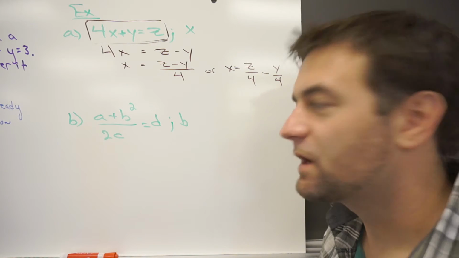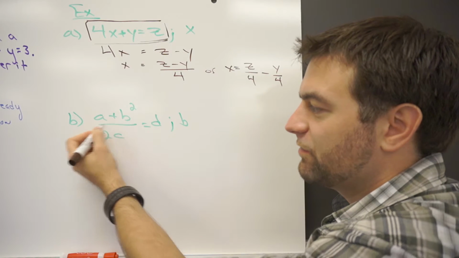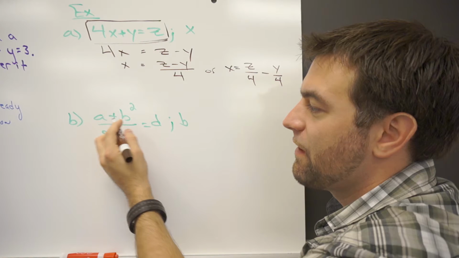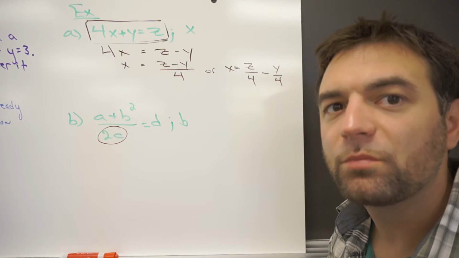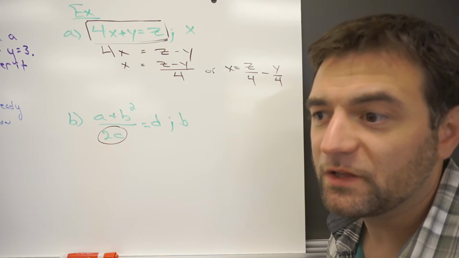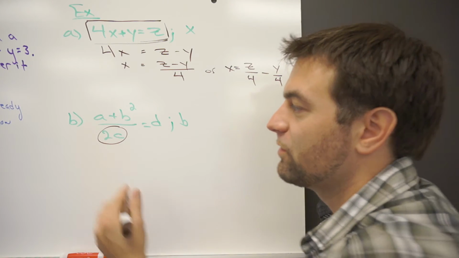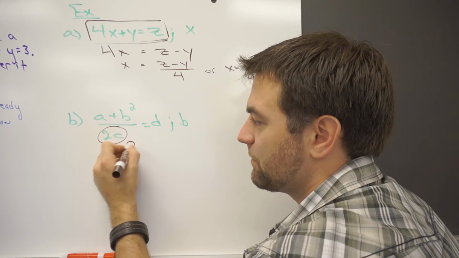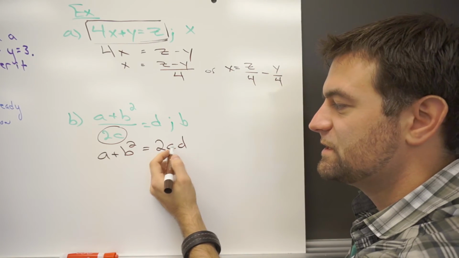In the next case here, a little more complex. We have a plus b squared divided by 2c equals d, and we're going to solve for b. The 2 and the c, in this case, happen to both be on the bottom of the equation. They're furthest away from the b. They're equidistant away, so we're going to move both of those at the same time. The opposite of dividing by 2c is multiplying by 2c. So we're going to have 2c times d.